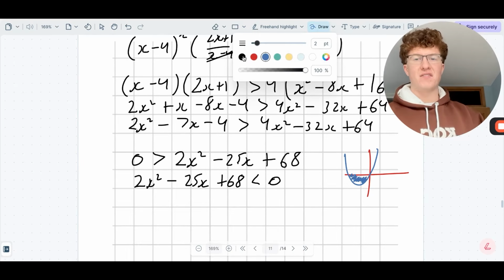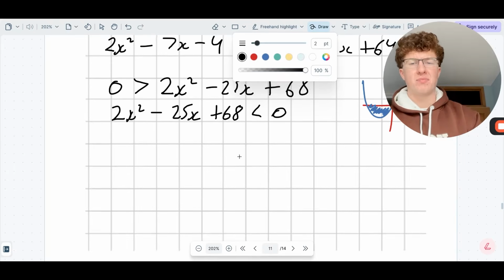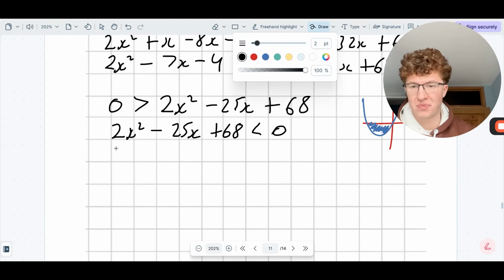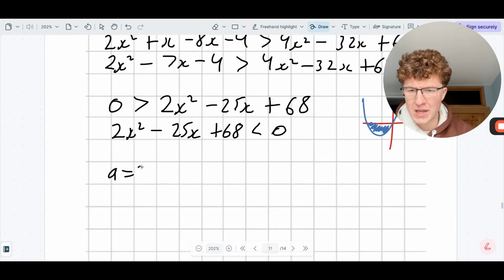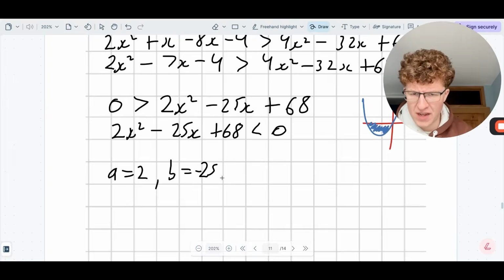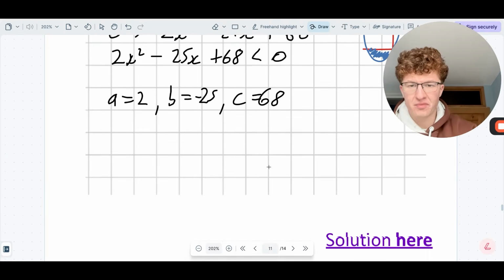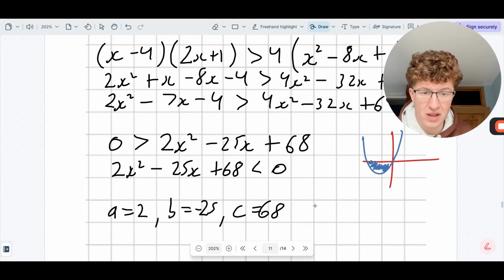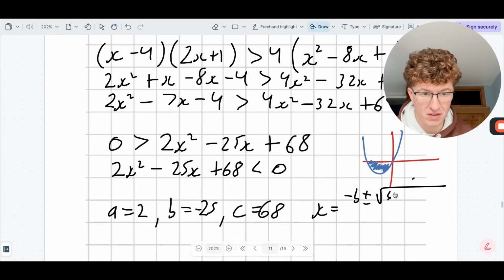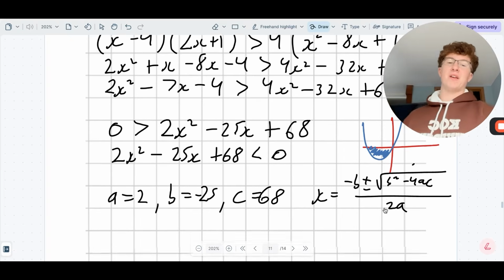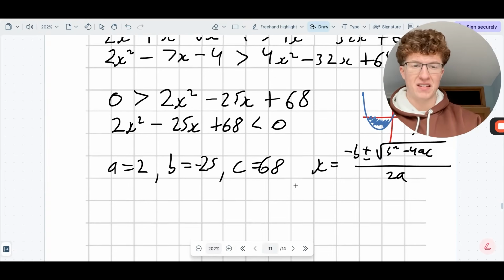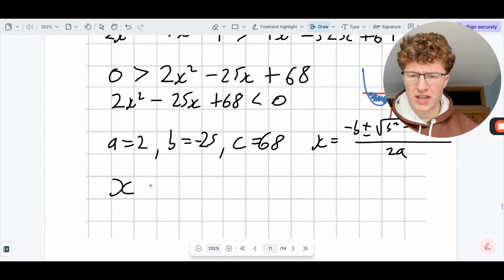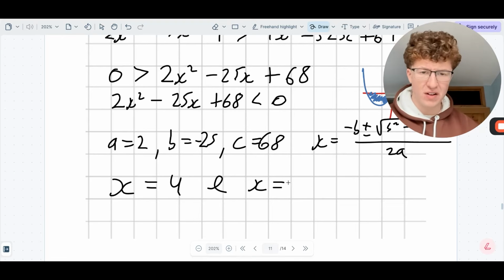Now, to solve this, we could use factorization, but there's a lot of factors of 68, so I'm just going to do the minus b formula. So, a equals 2, b equals minus 25, and c equals 68. And you already know, I will write it. So, x is equal to minus b plus or minus the square root of b squared minus 4ac, divided by 2a. That's the minus b formula. What we're doing is just plugging in a, b, and c into this equation. And you should get x equals 4 and x equals 8.5, I think, or 17 over 2.